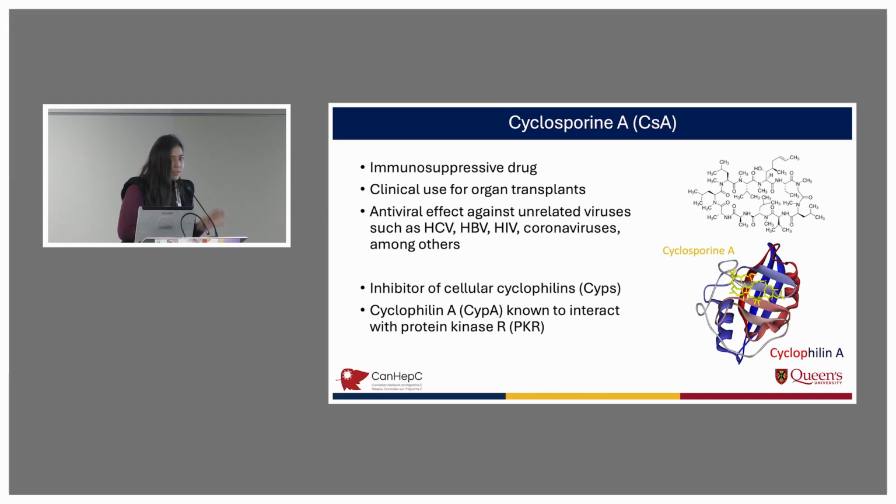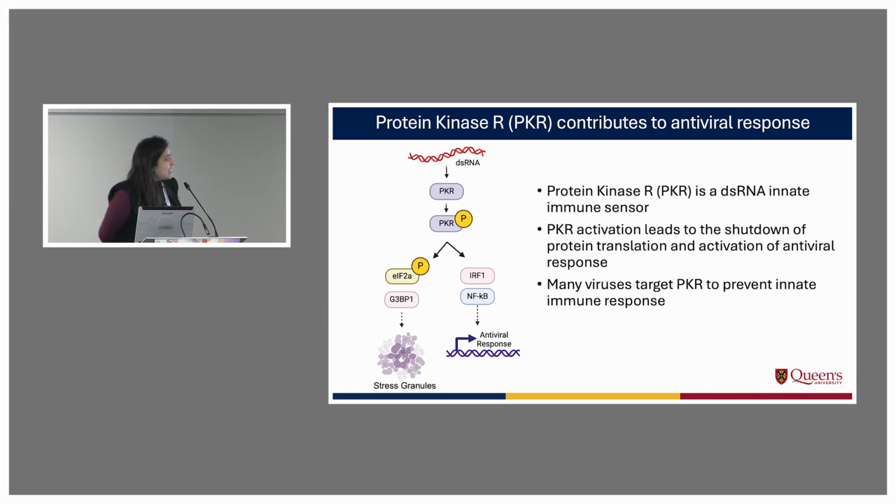Interestingly, its use led to the discovery of cellular proteins known as cyclophilins. Cyclophilins are a family of chaperones, and among those, cyclophilin A was the first one to be discovered. Cyclophilin A is known to interact with PKR, or protein kinase R. Protein kinase R is an innate immune sensor that, upon sensing double-stranded RNA, is phosphorylated, or in this case, activated.